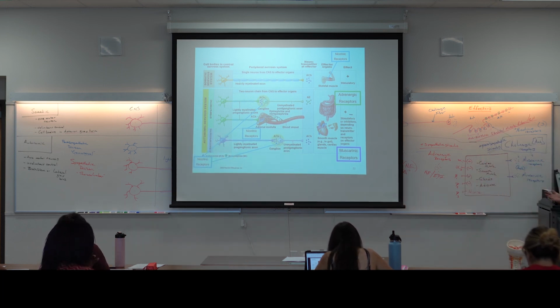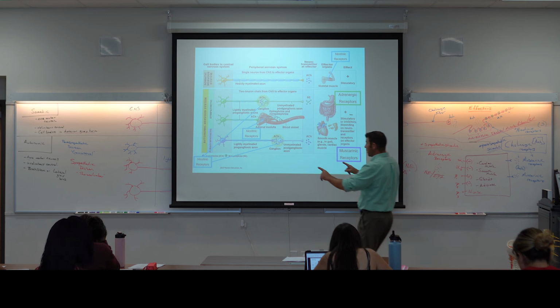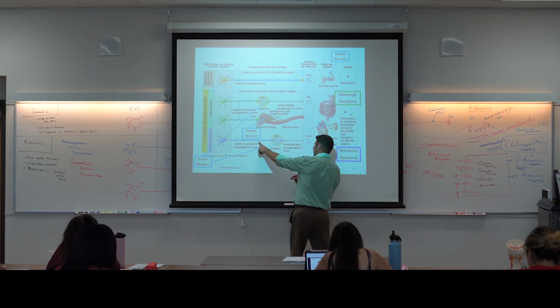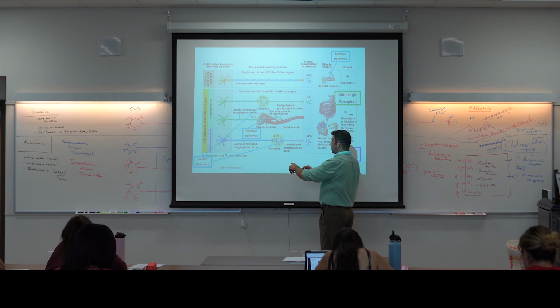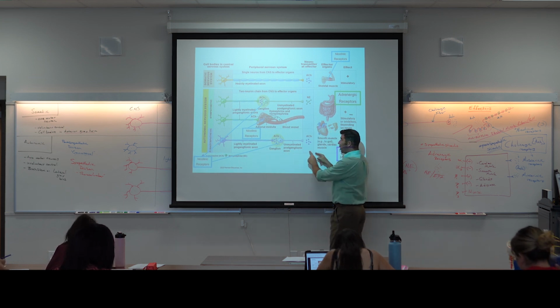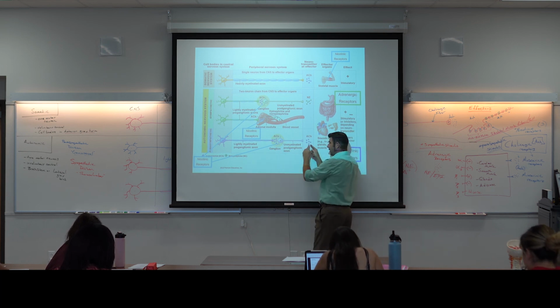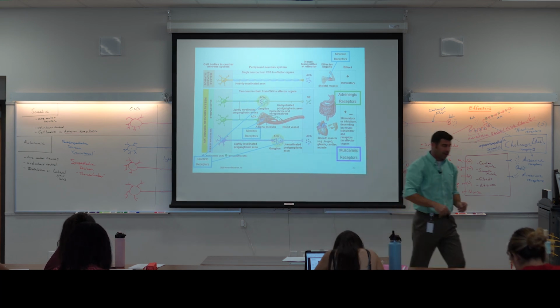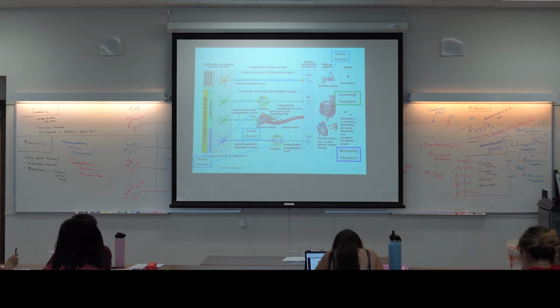So if there are 2 motor neurons, remember, which neurotransmitter is released from the preganglionic neuron? It's always going to be acetylcholine. But the neurotransmitter released by the postsynaptic neuron will tell you whether or not you're still in the parasympathetic division or whether you're now in the sympathetic division if you're seeing epinephrine or norepinephrine.